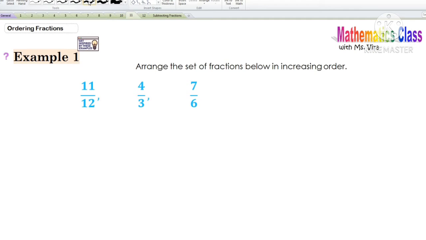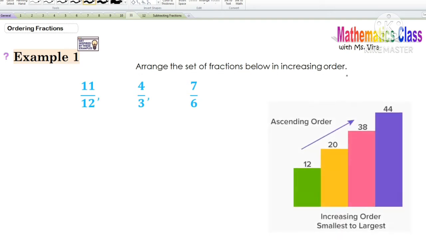Today we are going to learn about ordering fractions. Let's see example number 1. Arrange the set of fractions below in increasing order. 11 over 12, 4 over 3, and 7 over 6.